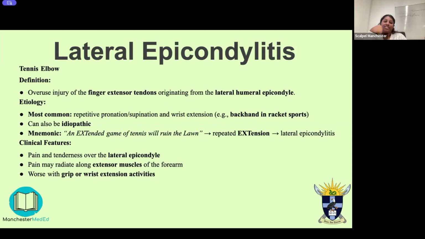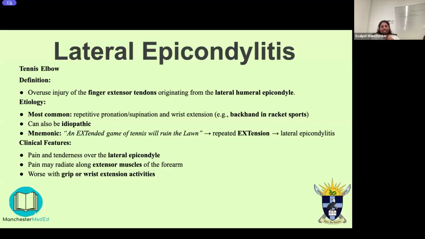Yep, so it's repeated pronation and supination and wrist extension. That's why tennis is quite common for that movement and quite common for the population of people who get this. It can also be idiopathic, but in an exam question, it's going to be someone who plays some kind of racket sport.